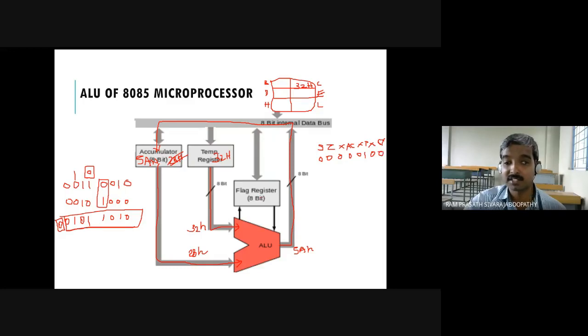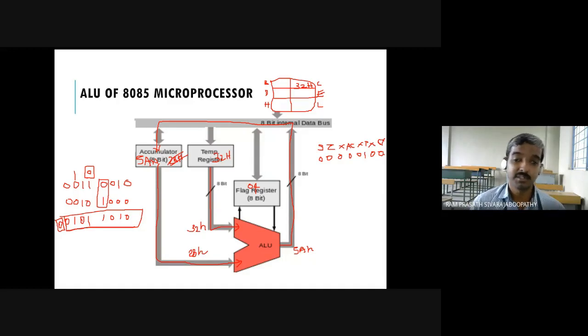So flag registerல இப்போ 8 bit என்ன இருக்கும்? 0 4 இருக்கும். It indicates the status of the result. Clear? 5A is the result. It is held by the accumulator register after ALU operation. What about the flag register? It holds the status of the result. So the 0-4 ku meaning enna? Positive result, non-zero result. There is no auxiliary carry. Fine. We have even parity and there is no carry from the result.